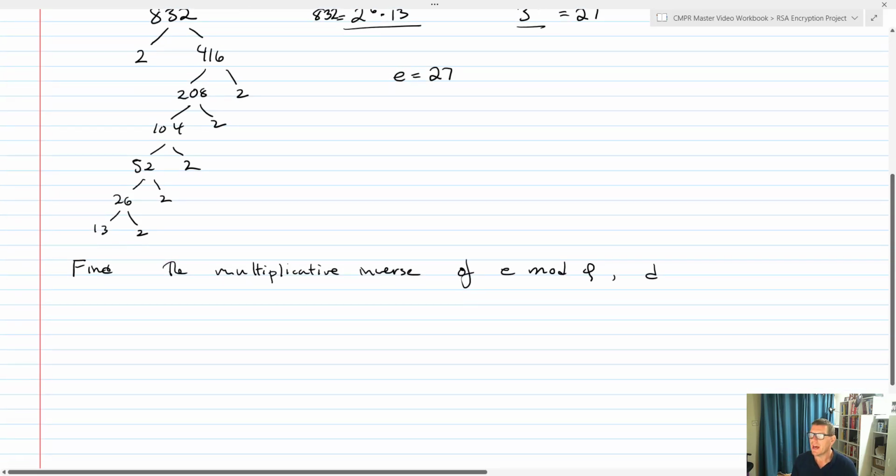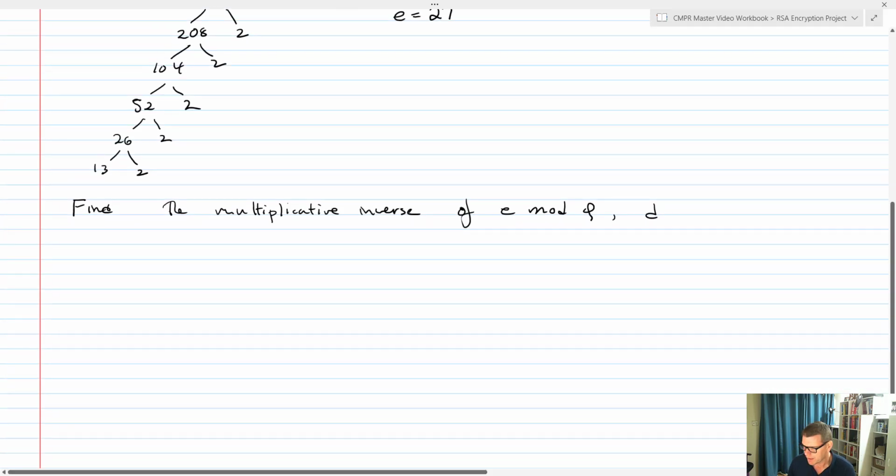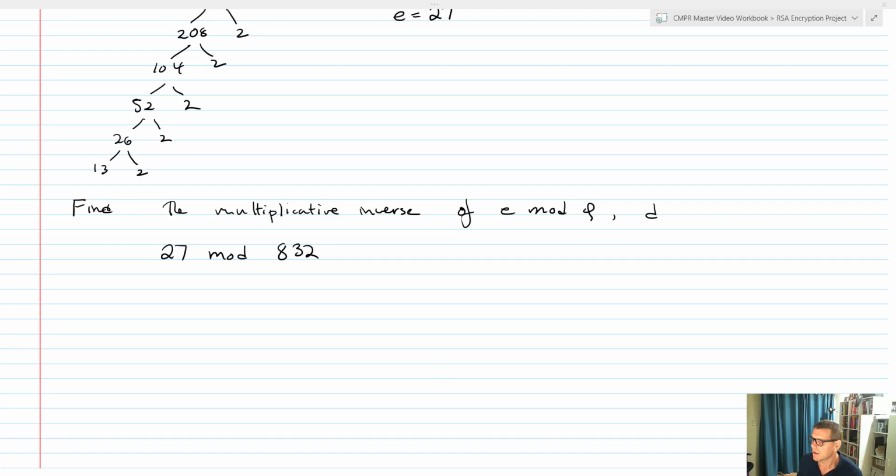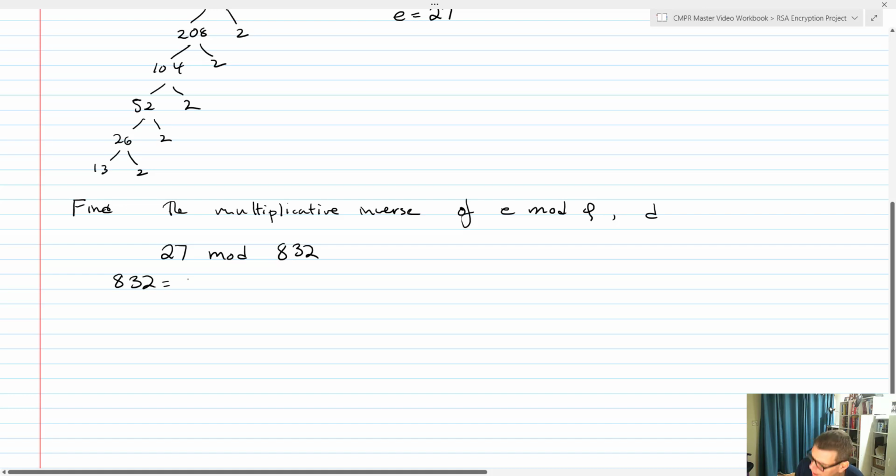So how we're going to do that is we're going to utilize the Euclidean algorithm. We're going to generate a linear combination and then find the multiplicative inverse. We're going to do this by hand because it's one of those skills that's handy for doing number theory. So E was 27, and we're going to find 27 mod 832, because that's what our phi is in this case. So 832 is going to equal 30 times 27 plus 22.